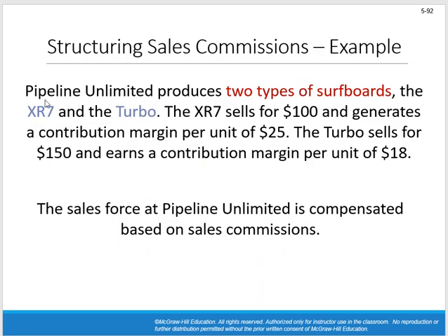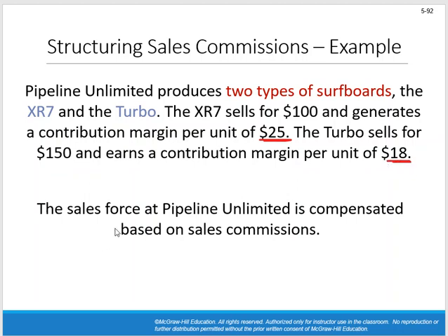So they give us this example. Pipeline Unlimited produces 2 types of surfboards, the XR7 and the Turbo. The XR7 sells for $100 and generates a CM per unit of $25. The Turbo sells for $150 and earns a CM per unit of $18.